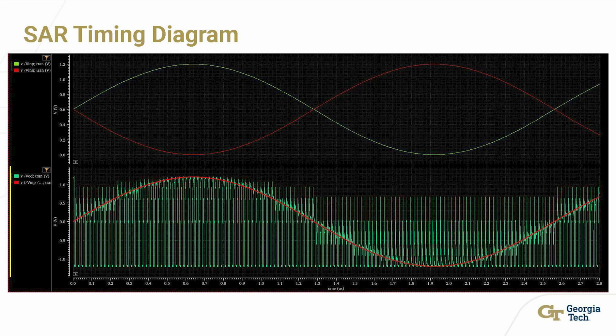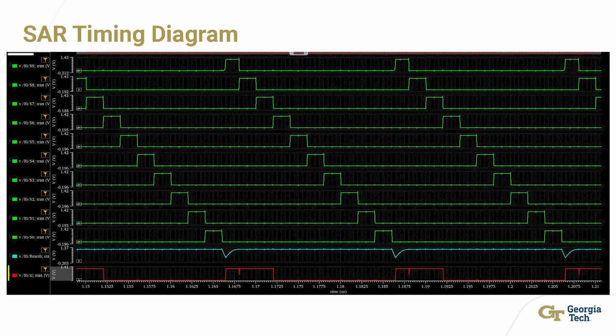And we can see that the SAR ADC conversion is happening fine. Now we will look into the timing diagram of the SAR logic of the S bits, and we see that the circuit is working fine.